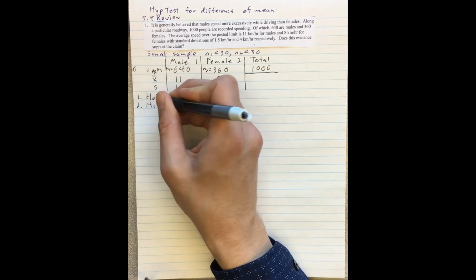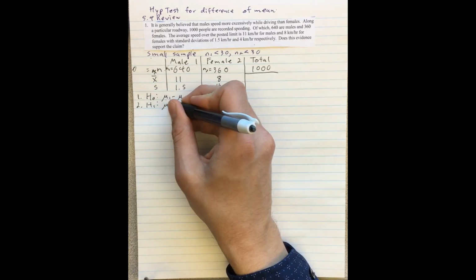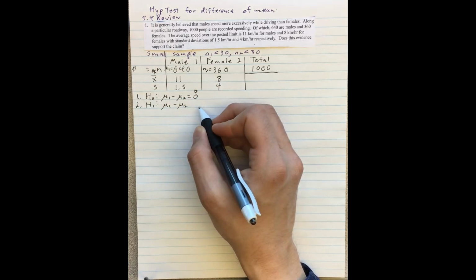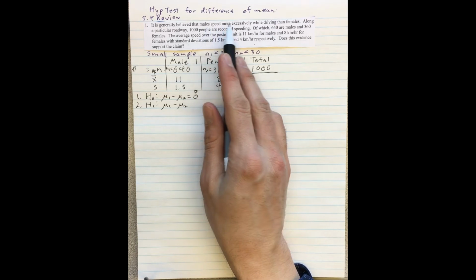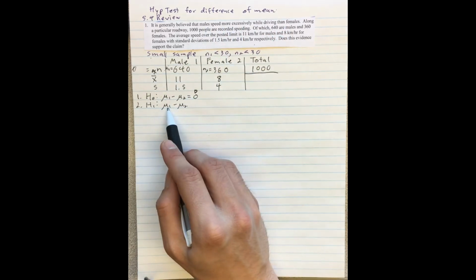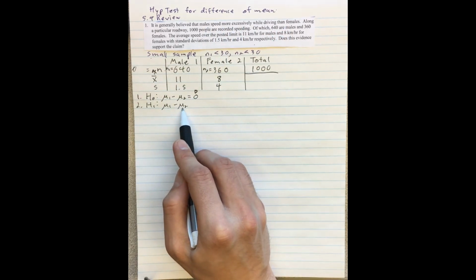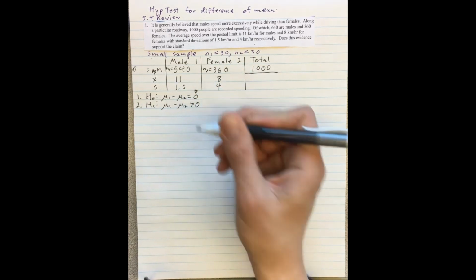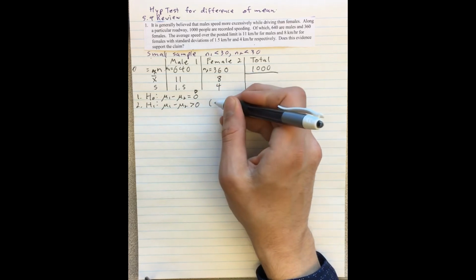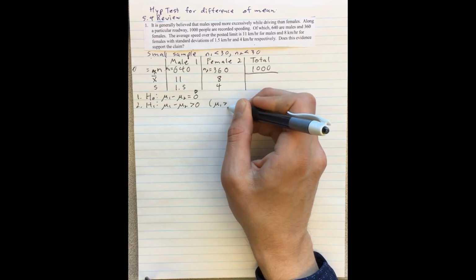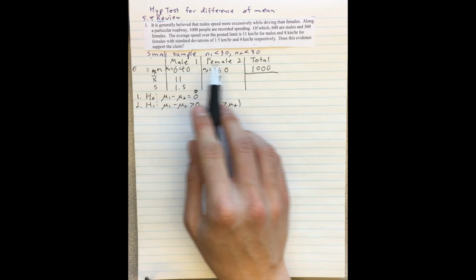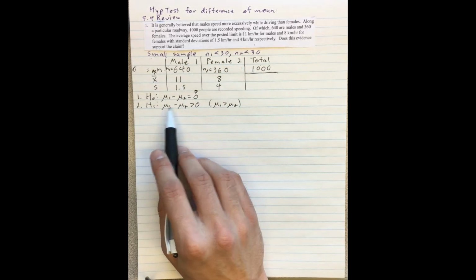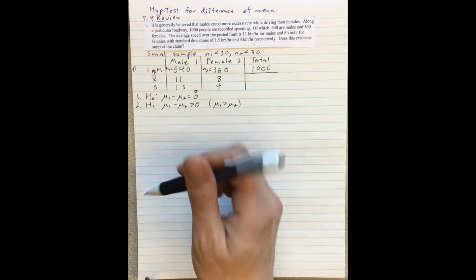2, H1, we have mu1 minus mu2, and we have to figure out, is this less than 0 or bigger than 0? Well, if men speed more excessively than women, that means that mu1 should be bigger than mu2, if that's what we're trying to test, right? So this would make this greater than 0. And this is why it matters which you label 1 and 2, because if this were men and this were women, this would have to be less than, but it's not.